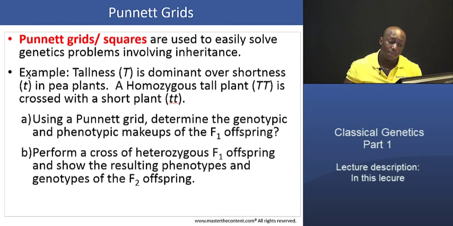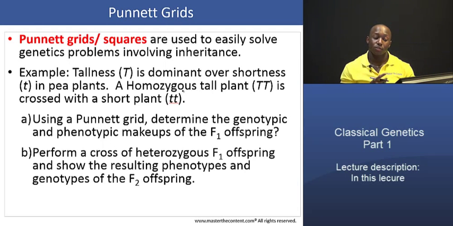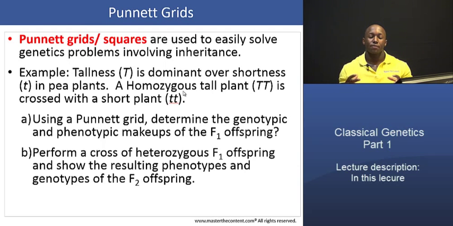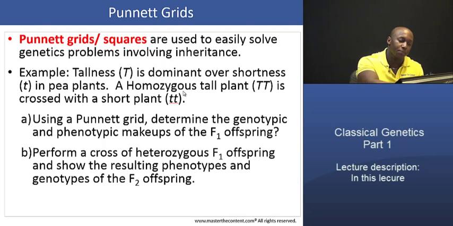Now, the example on the screen states that tallness is dominant over shortness in pea plants. A homozygous tall plant is crossed with a short plant, and we're asked to do two things. Using a Punnett grid, determine the genotypic and phenotypic makeups of the F1 offspring. The second part of the question is to perform a cross of the heterozygous F1 offspring and show the resulting phenotypes and genotypes of the F2 offspring, the second filial generation. Okay, so the first step.